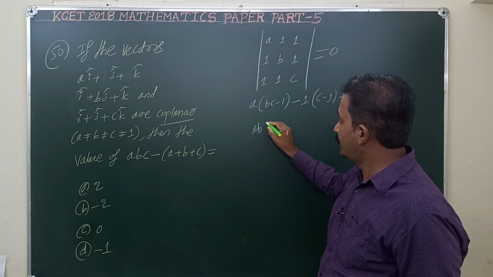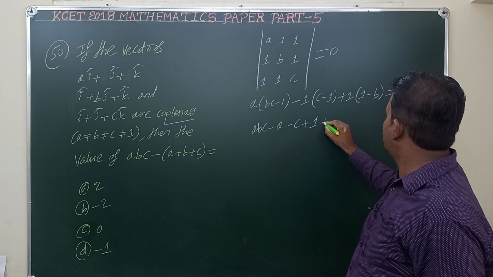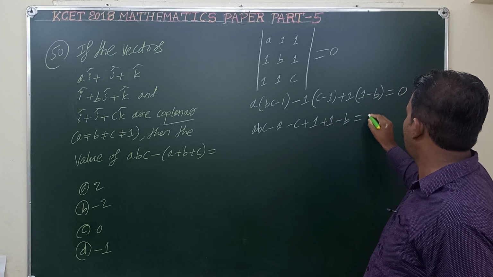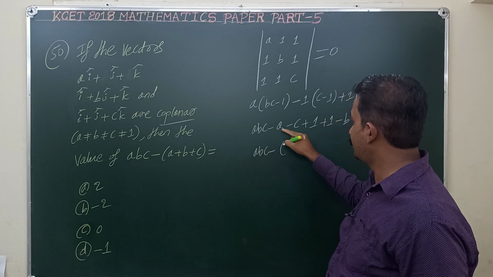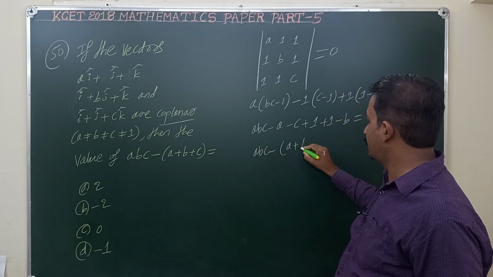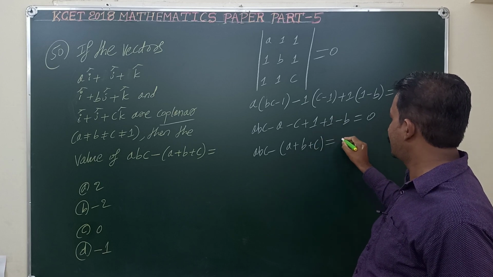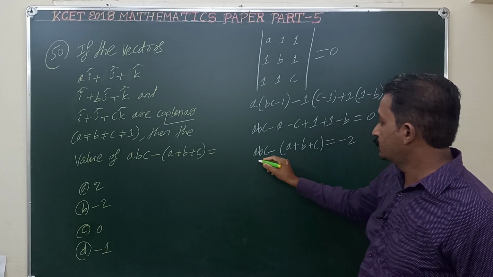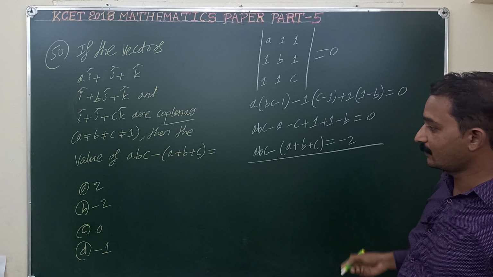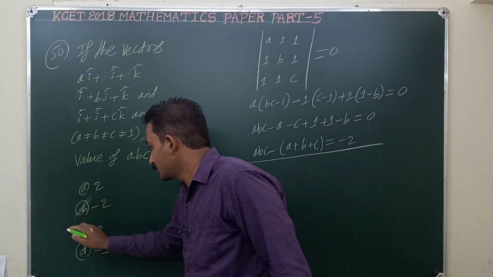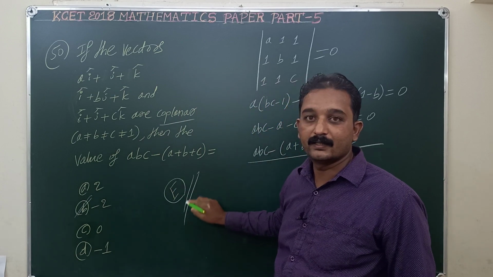Now it can be written as abc minus a minus c plus 1 minus b is equal to 0. So we have to find abc minus, take outside, a plus b plus c. So these are 1 plus 1, 2, move towards the right hand side, it becomes minus 2. So the required answer is minus 2. abc minus (a plus b plus c) equals minus 2 is the correct answer. So this is an easy question. All the students solve this question easily. Take down.